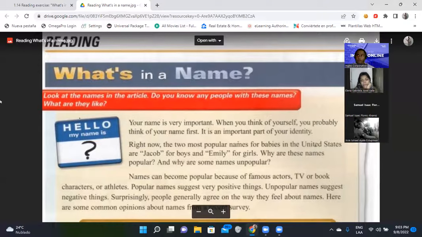What's in a name? Very good, continue. Yes, continue reading. Look at the names in the article. Do you know any people with these names? What are they like? Your name is very important. When you think of yourself, you probably think of your name first. It is an important part of your identity. Right now, the two most popular names for babies in the United States are Jacob for boys and Emily for girls. Why are these names popular, and why are some names unpopular?